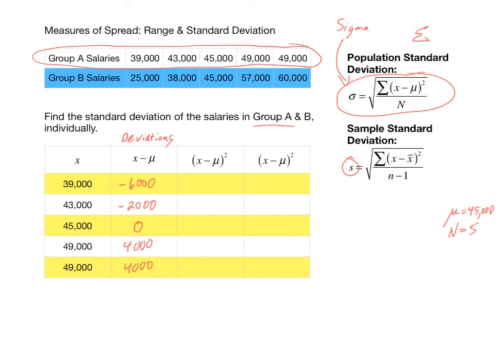The square of negative 6,000 is 36 million. The square of negative 2,000 is 4 million. The square of 0 is 0. The square of 4,000 is 16 million. And again, we have 16 million here.